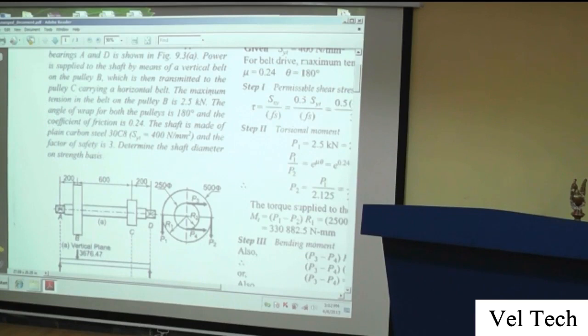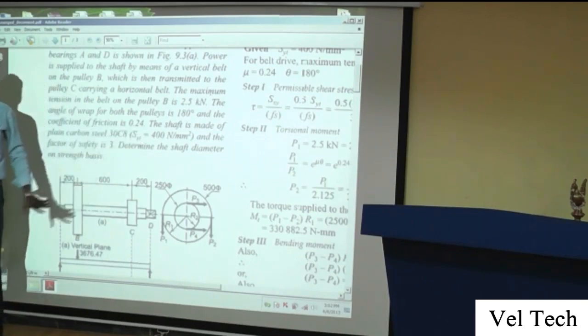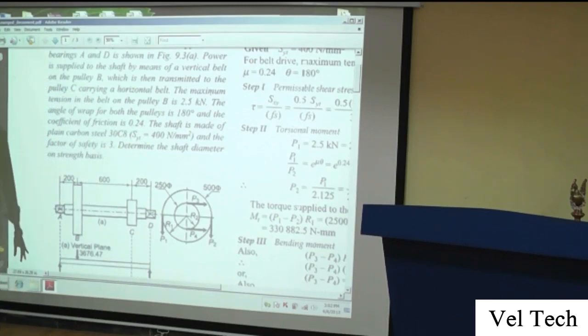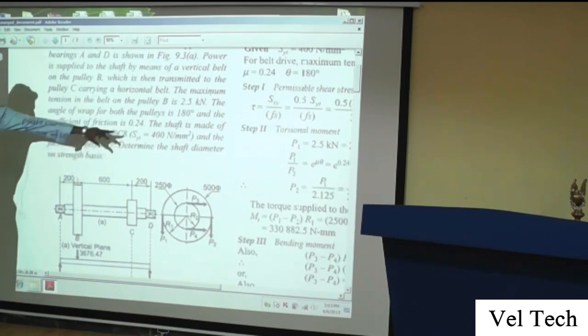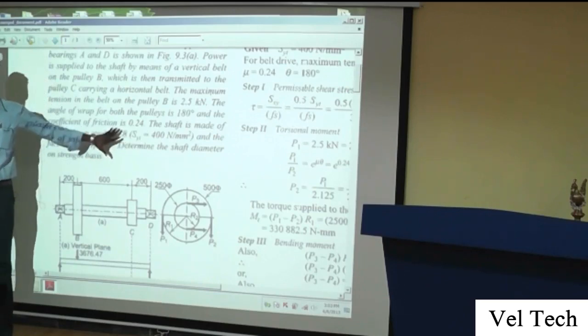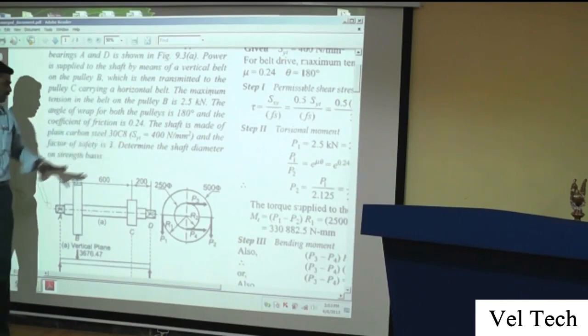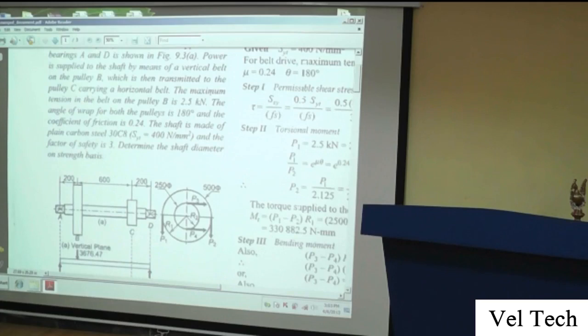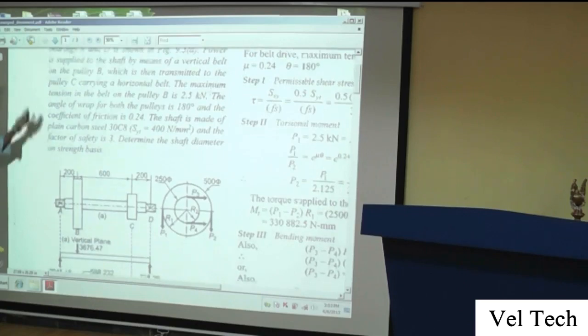Then consider this shaft. What is the total vertical load acting on the shaft? I am talking about only the vertical load. It is nothing but P1 plus P2. We have determined P1 plus P2. What is the total load acting in the horizontal direction on the shaft? P3 plus P4. So P1, P2, P3, P4 are determined. Next, we have to find the reactions. Consider this a simply supported beam, because both ends are supported by bearings. So, what is the reaction at this point?